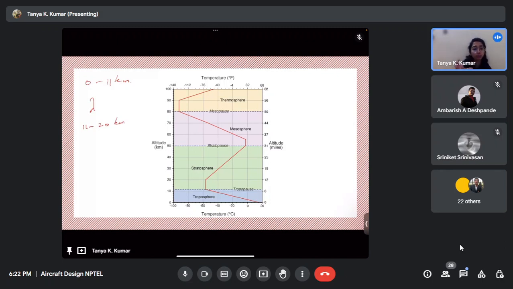Lapse rate is the slope of the graph, okay? So it's the rate of reduction of temperature, the rate of change of temperature.